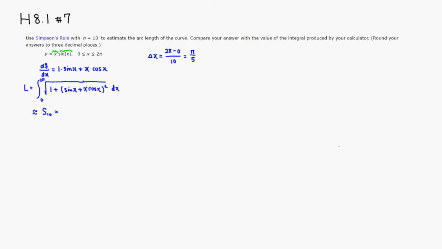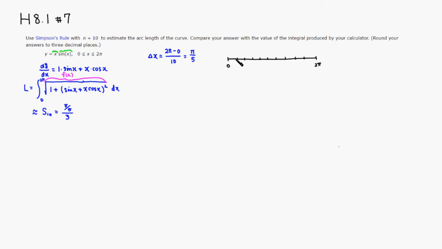Then we're going to let this integrand be f of x. So we have delta x, pi over 5, over 3. The 3 is just a part of Simpson's rule. Then the interval is 0 to 2 pi, and we split that into 10 subintervals. So 1, 2, 3, 4, 5, 6, 7, 8, 9, 10.